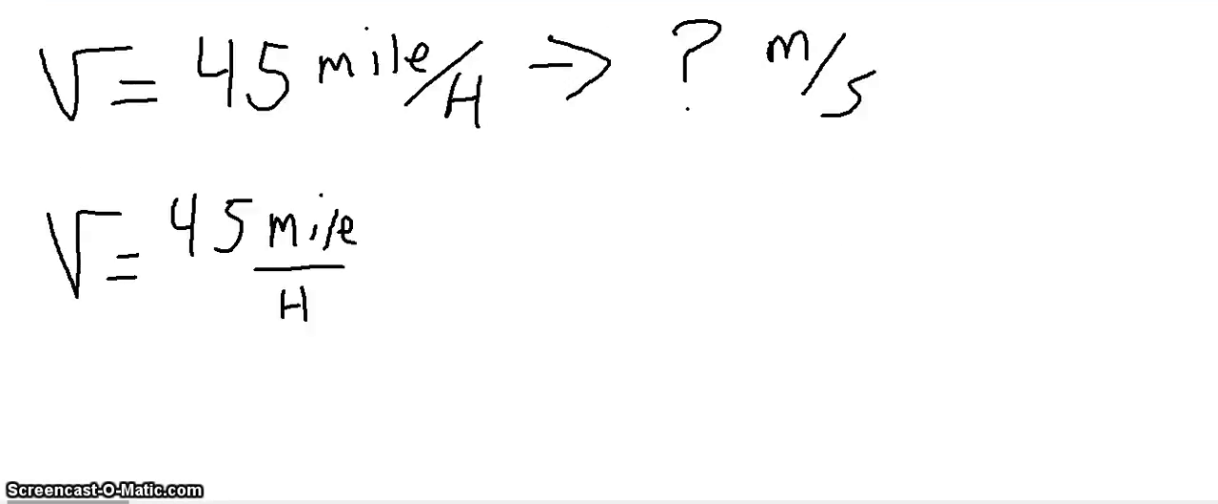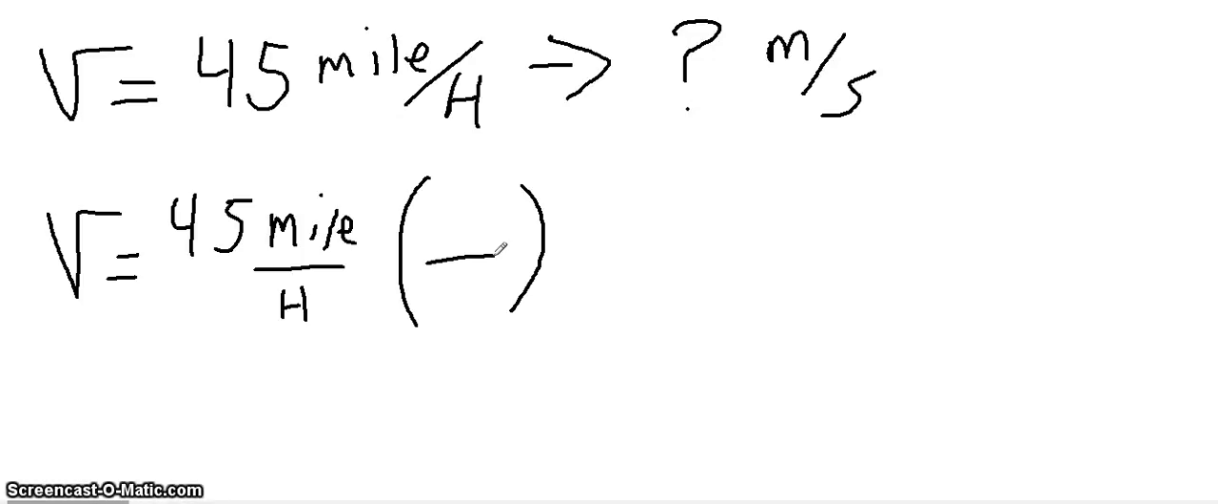Alright, so the way that we do this, the usual way, is to multiply this particular value by as many fractions as we need to get it into the proper units. And so how do we develop these fractions? Alright, so the first fraction, there's our parentheses, and the first fraction will deal with the units of distance first. So we're starting with miles.